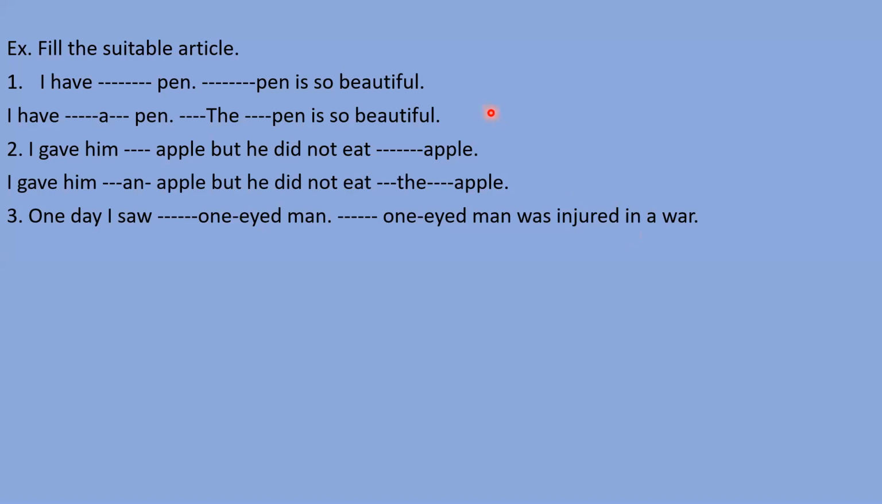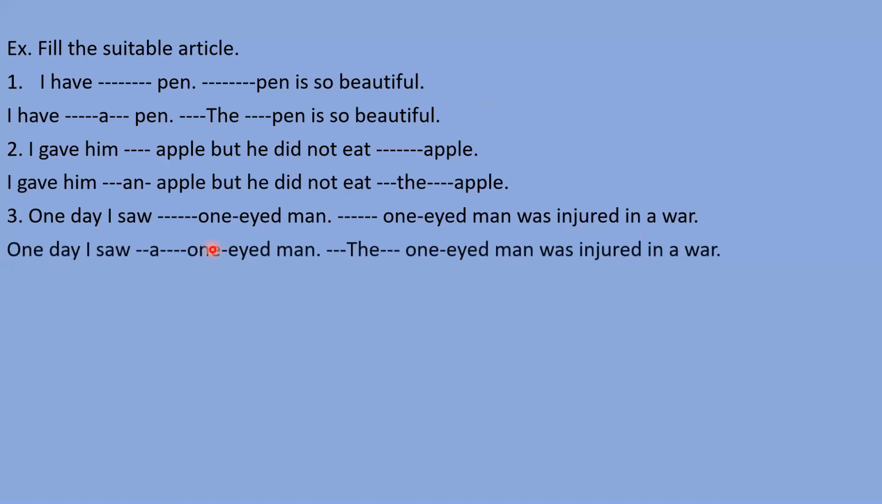Good, Bhumika. Okay, see the answer. One day I saw a one-eyed man. Dear students, remember this one. We should not use an here because the initial sound is the consonant sound w in one. That's why we need to use a here. In the second, we need to fill the because we are talking about a definite noun. Come to the next sentence.